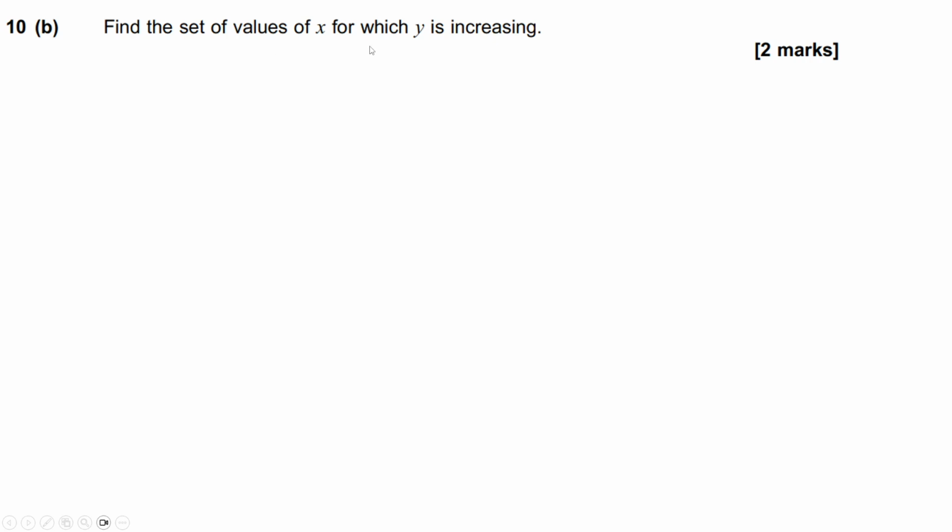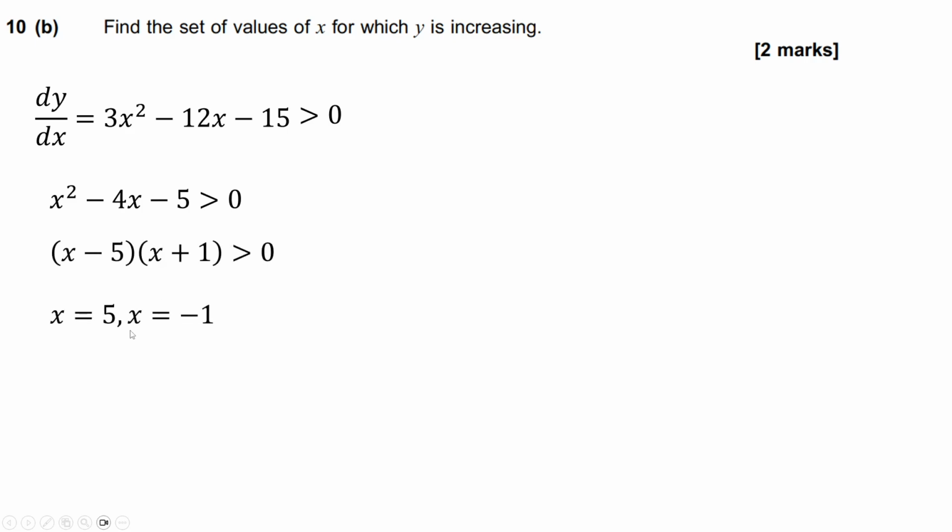Find the set of values of x for which y is increasing. If it's increasing, the first derivative is greater than 0. Divide by 3 on both sides to get this. We already solved this. This is x equals 5, x equals minus 1. If we want it to be greater than 0, x is going to be greater than 5, or it's going to be less than minus 1.